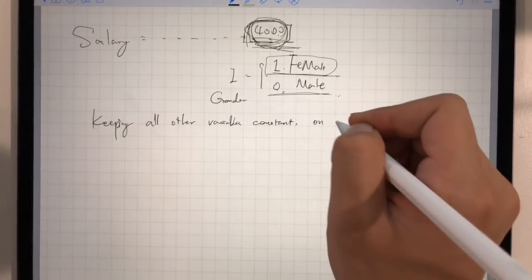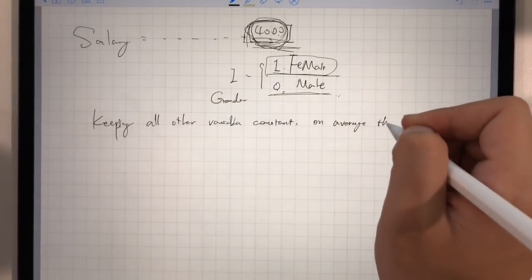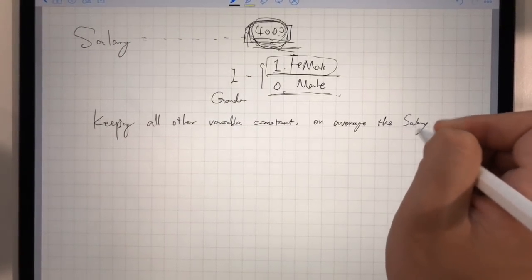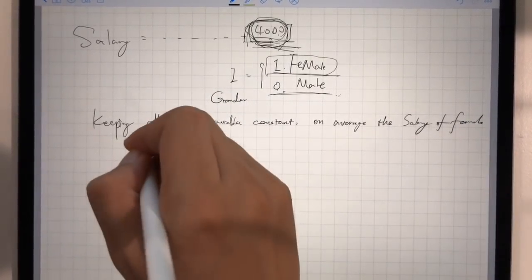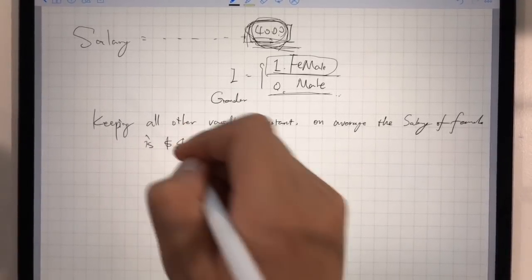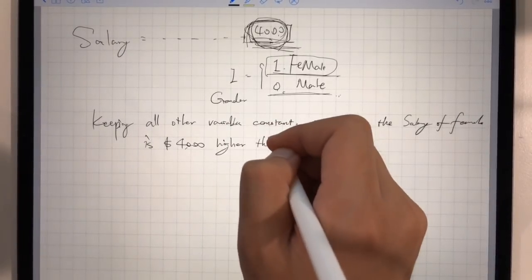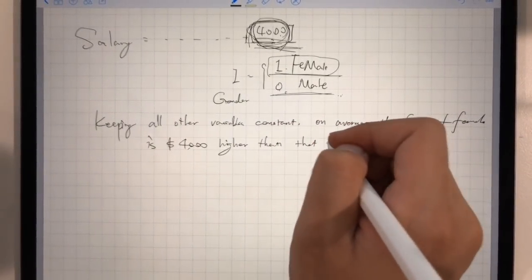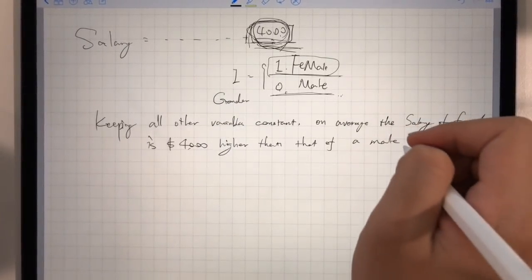On average, so we need to say on average, the salary of female is what? $4,000 higher than that of a male, of males, whatever. Okay?